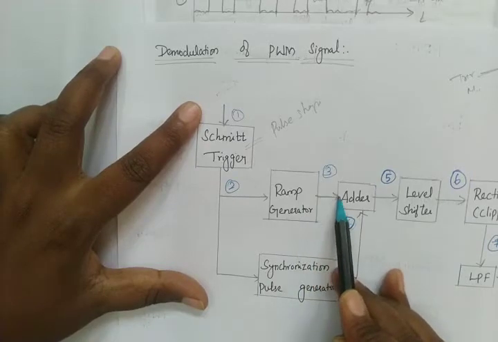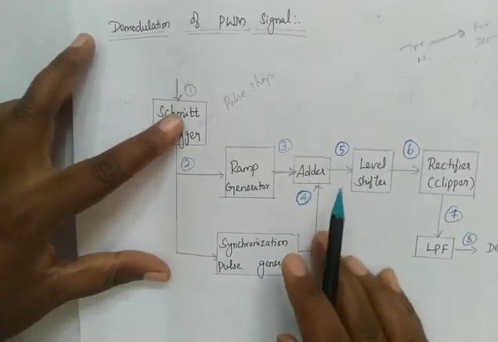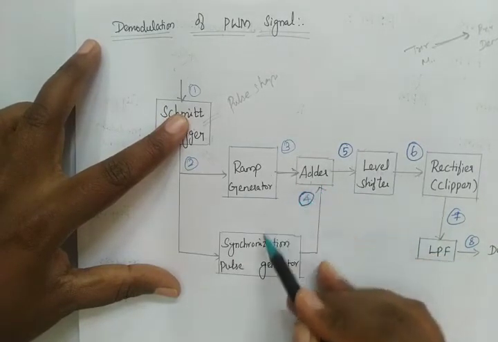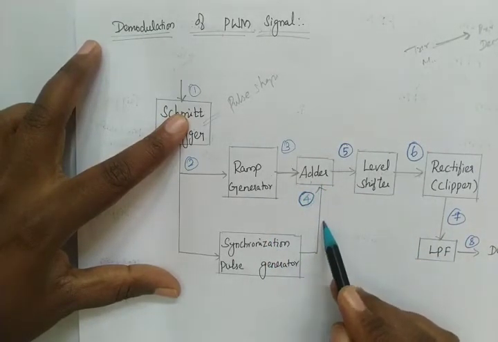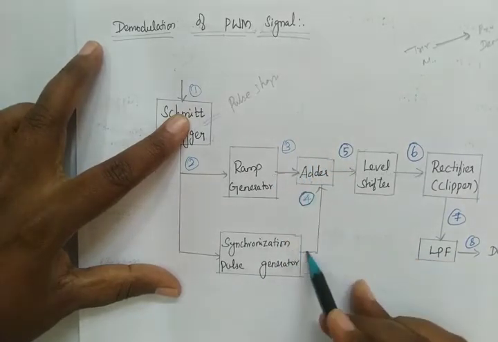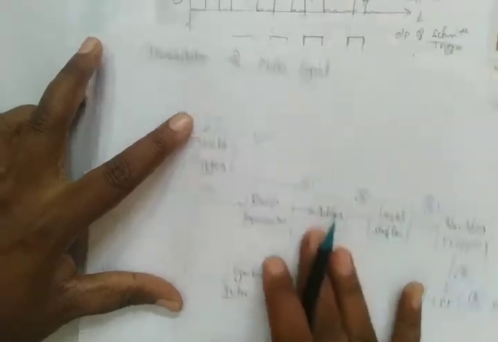Now this is given to the adder circuit. If it is an adder, it must have more than one input, where it has to add the signals. Another input is given from the synchronization pulse generator. This adder will have this ramp as well as the synchronization pulse generator output.